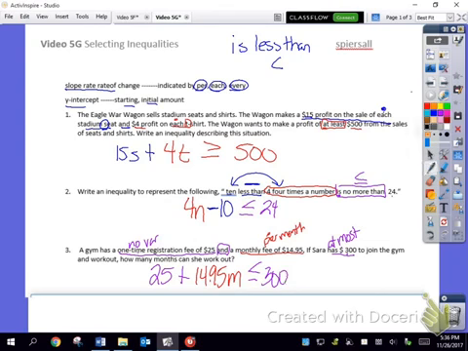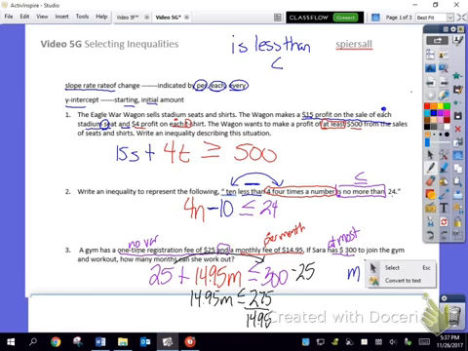Now we're going to solve that. So take your 25 and bring it over. So that's minus 25. So you got 14.95m is less than or equal to 275. And the opposite of multiplying by 14.95 is to divide by 14.95. And I'm dividing by a positive, so I do not flip the inequality. So m is less than or equal to 18.3946. Now, m stands for months.